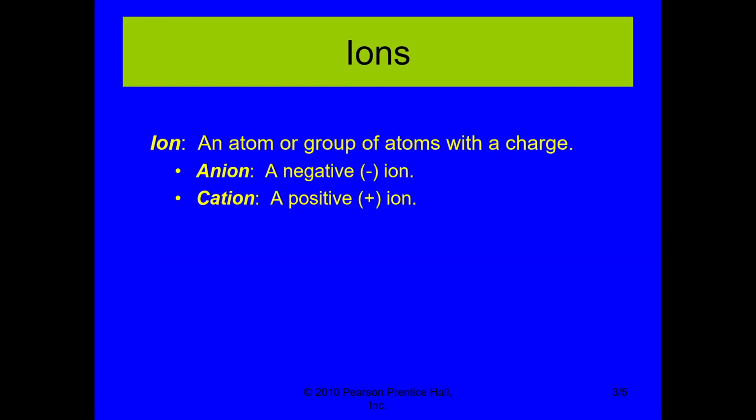So just to reiterate, an ion is a group of atoms that has some sort of charge, and those ions can be divided into two categories: anions, which have a negative charge, and cations, which have a positive charge.